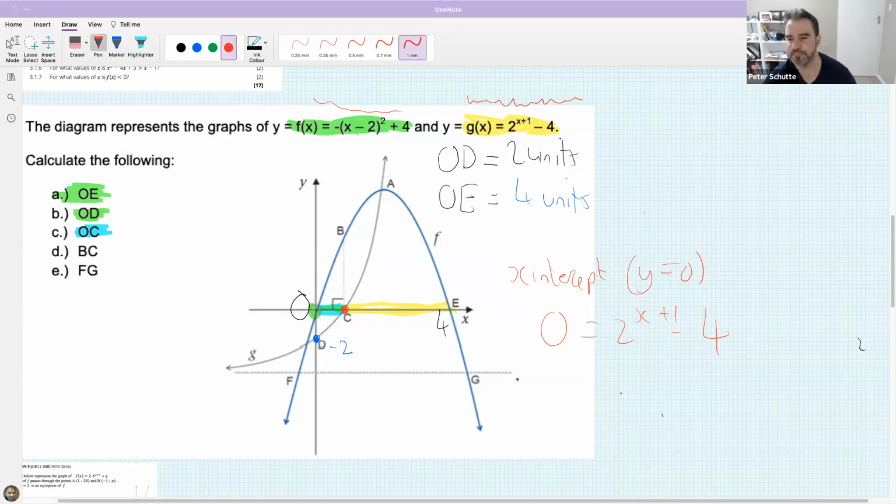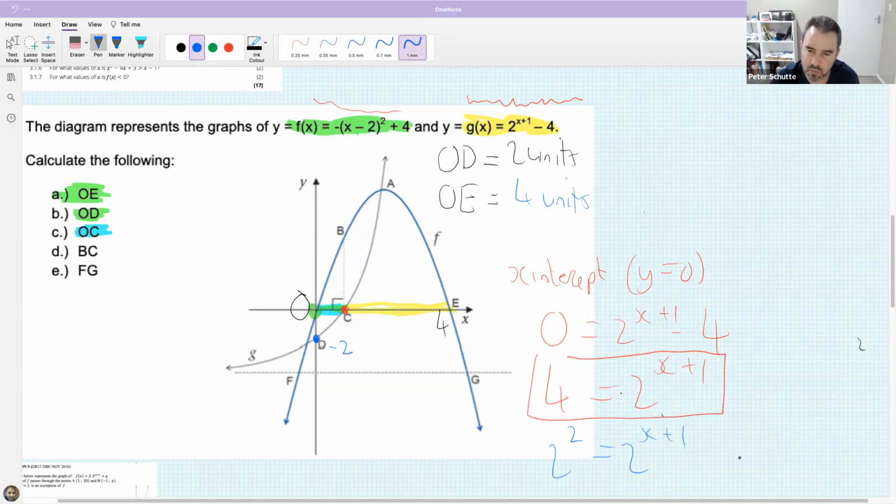I'm feeling like the 4 comes across and I get that. Now, what does x then have to be if I look at this comparison? Aha, yes. Tejo, you're on it. So this could be 2 squared. That could be x plus 1. So therefore, x is 1. And if x is 1, C is 1, and then OC would just be 1 unit. Awesome. So we've done those 3.